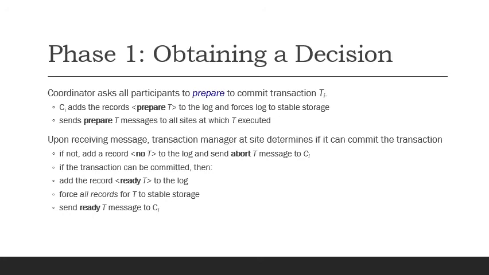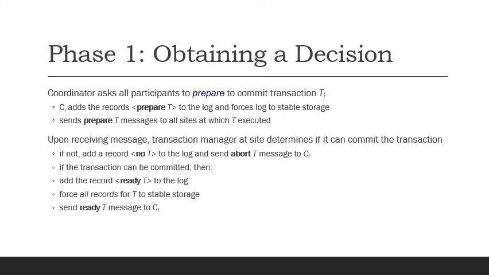Phase 1 of the two-phase commit protocol is obtaining a decision. The coordinator asks all the participants to prepare to commit transaction T. The coordinator Ci adds the record prepare T to the log and forces the log to stable storage. And it sends a prepare T message to all sites at which T executed.